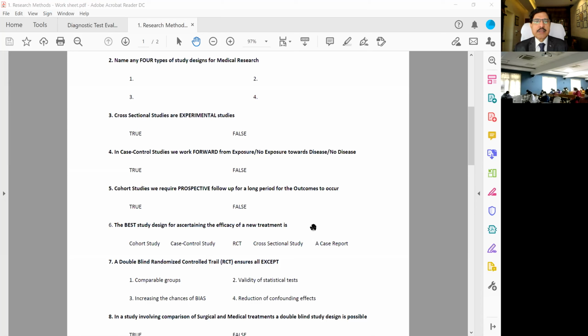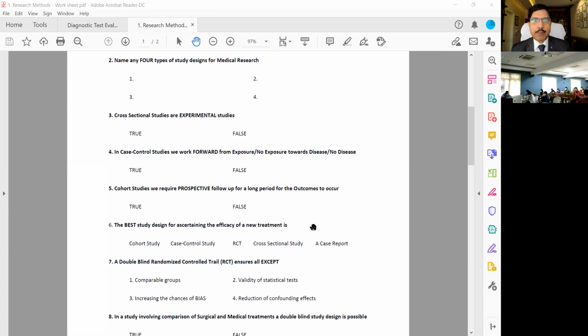Next. In case control studies, we work forward from exposure and no exposure towards disease and no disease. No. If we work forward, it is called a prospective study. In a prospective study, we take people with smoking, without smoking, and look for lung cancer, no lung cancer in a future time. Whereas in a retrospective study, we don't do that in a forward manner. So the answer for that question is false.